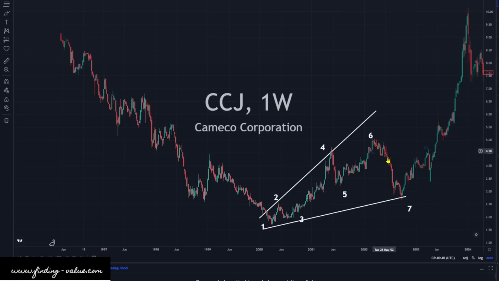In 2002, it dropped down from $5 to $2.80. It was a big move lower. And what's important is to know the market conditions. The market conditions in 2002 were ripe for a commodity bull market. And keep in mind that uranium was in a surplus during this time frame. It was in a surplus.